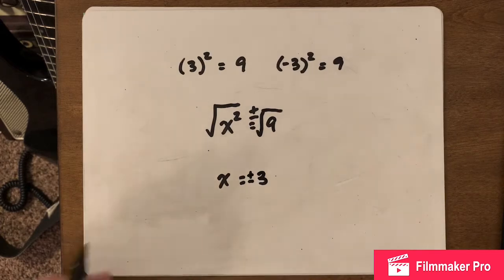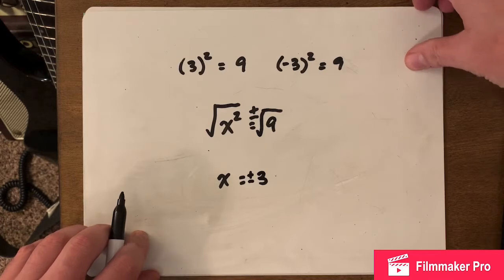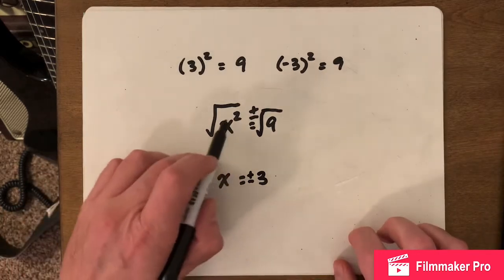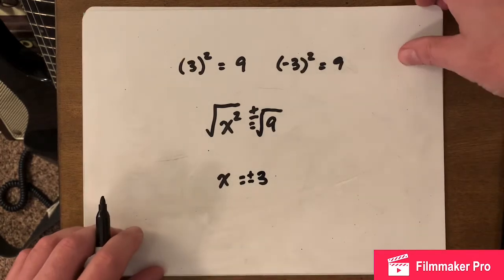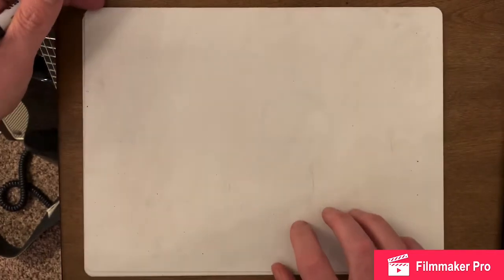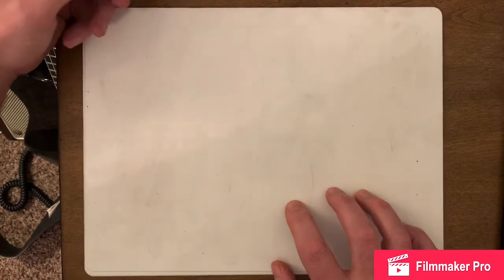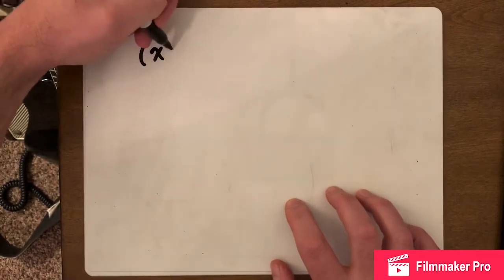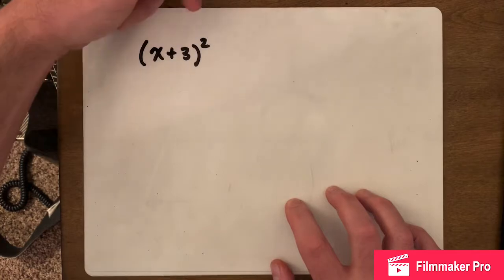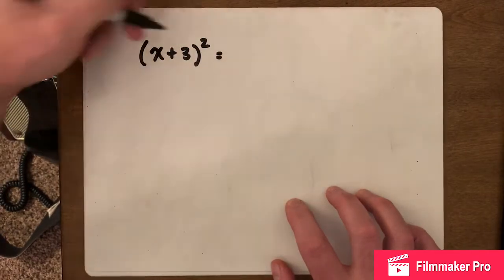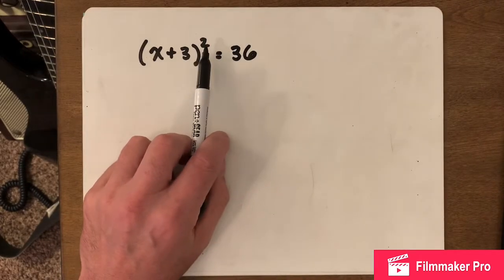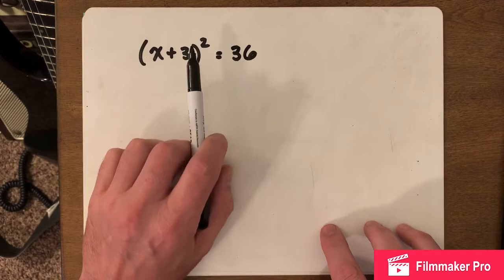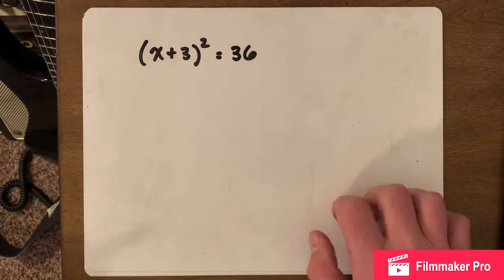Most of our problems are going to rely on that one simple principle, except our x squared is going to get a little bit more complicated, but that's okay. We can take care of that with a few other operations. So let's do a problem like this: x plus 3 squared equals, let's just say 36, for example. The only way to get rid of this square is to take the square root, because as you've been told, a square and a square root cancel each other out.